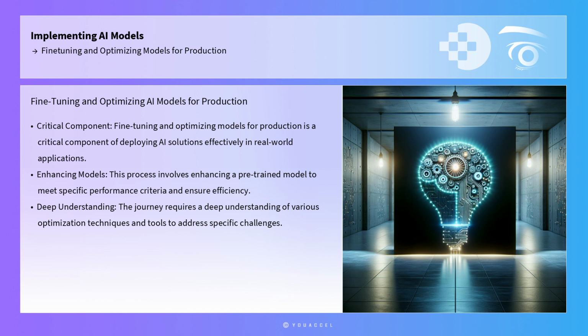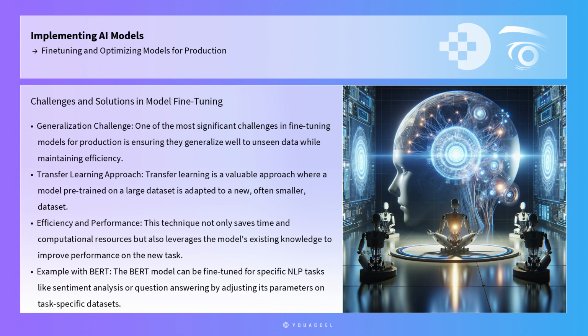The journey from training a model to deploying it in production requires a deep understanding of various optimization techniques and tools, each tailored to address specific challenges that may arise. One of the most significant challenges in fine-tuning models for production is ensuring that they generalize well to unseen data while maintaining efficiency. Transfer learning is a valuable approach here, where a model pre-trained on a large dataset is adapted to a new, often smaller, dataset.